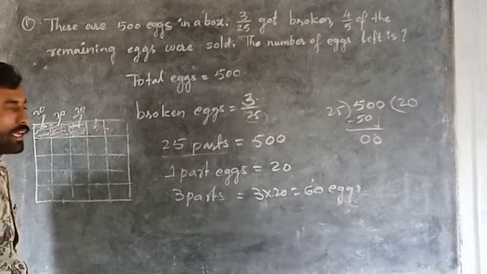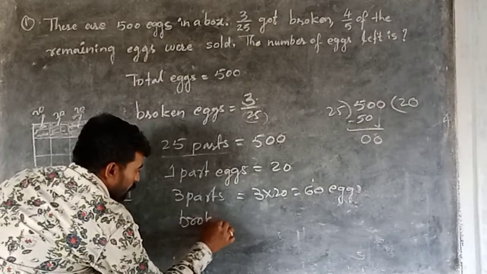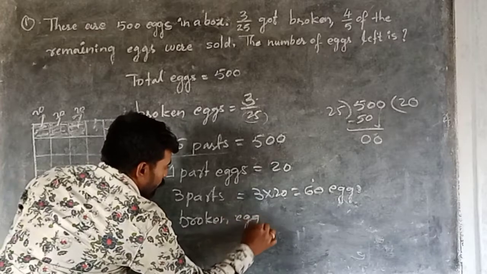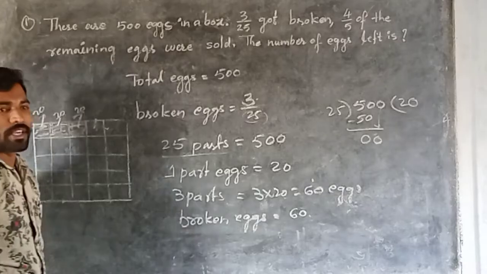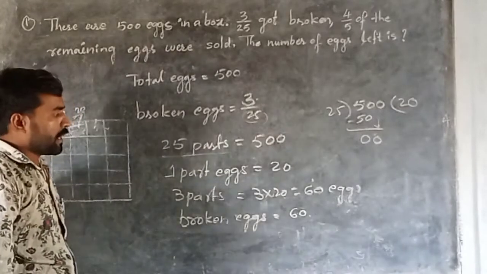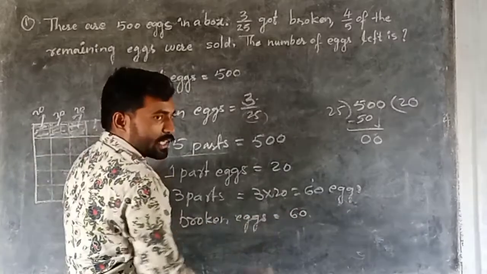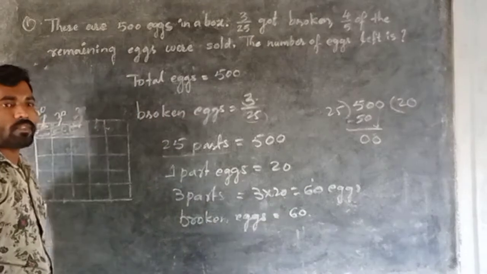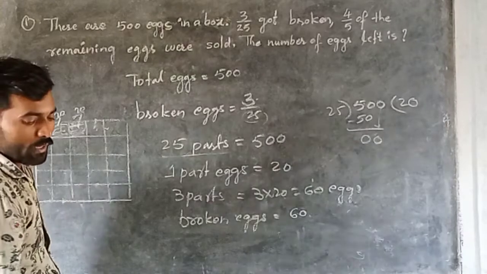60 x were broken. That means 3 parts means broken x. Broken x were 60. Broken x are 60. That means now you have got broken x. Okay, now tell me the solution.